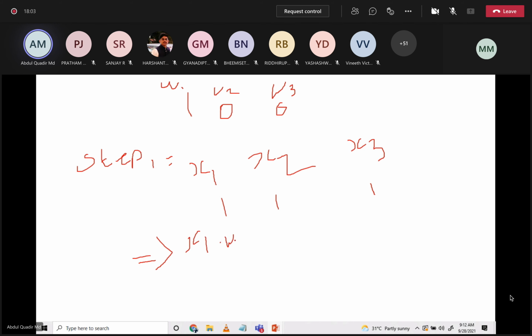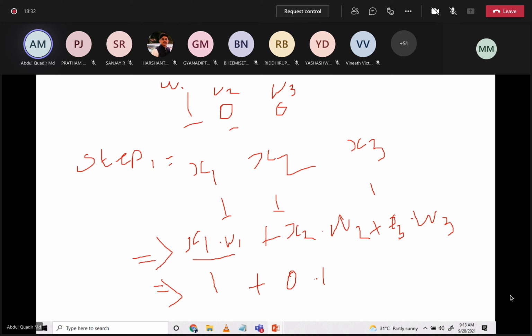x1 into W1 plus x2 into W2 plus x3 into W3. Okay, so what is x1 into W1? 1 into 1, which is 1, plus 1 into 0, which is 0, plus 1 into 0, which is 0. Okay, students? So I am summing up.